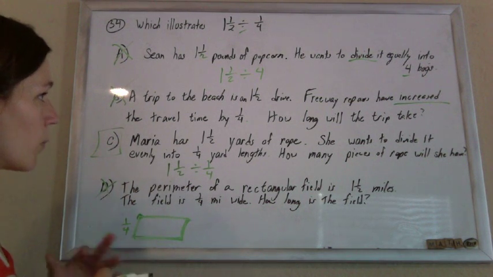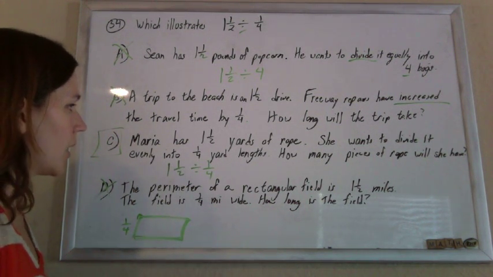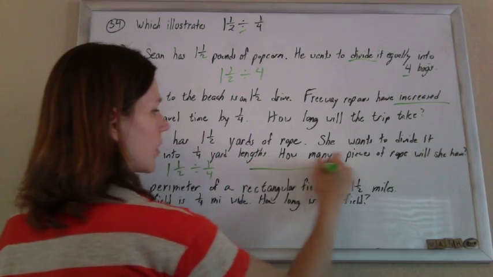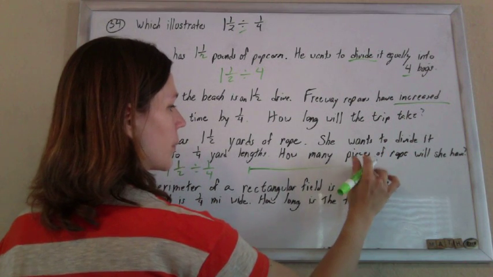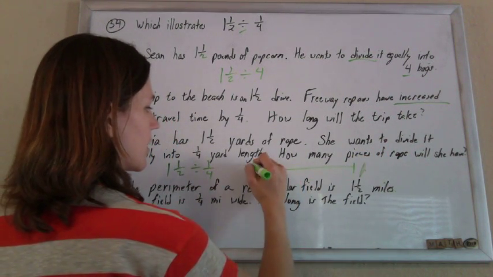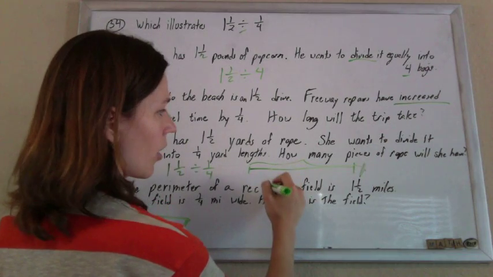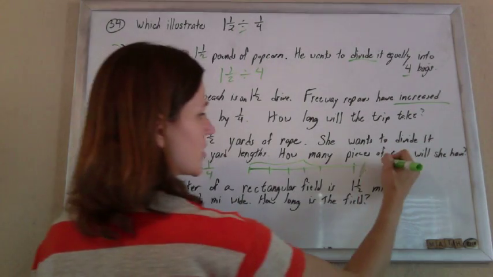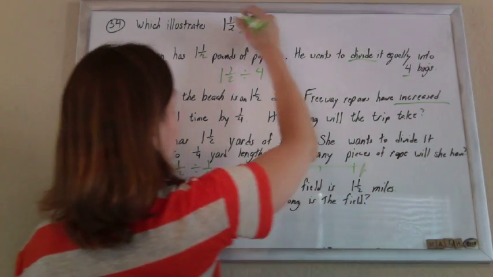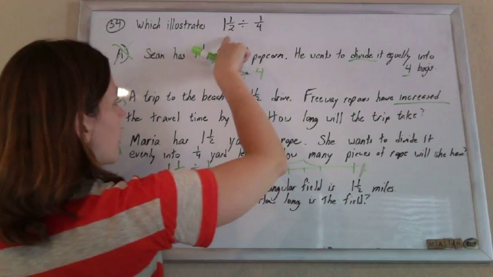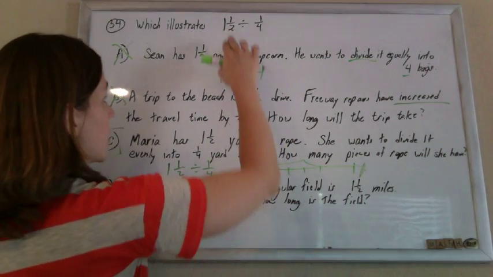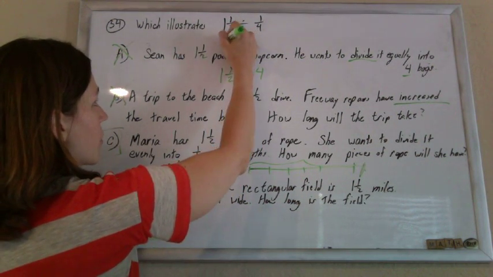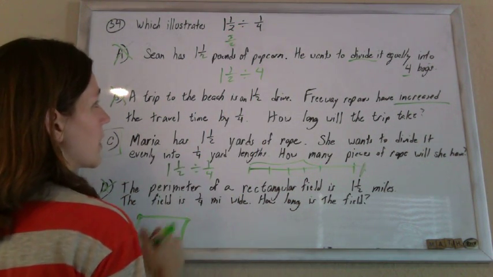Now if you want a little bit more here, if you want to know what's going on with this rope to make sure, her rope is 1.5 yards long, and she wants to divide it into pieces that are 1/4 long. So you can figure out how many 1/4 pieces she has. If you wanted to actually do this division, when you're dividing fractions, you can change it to an improper fraction. So 2 times 1 is 2, plus the 1 is 3. So 1.5 is the same as 3/2.